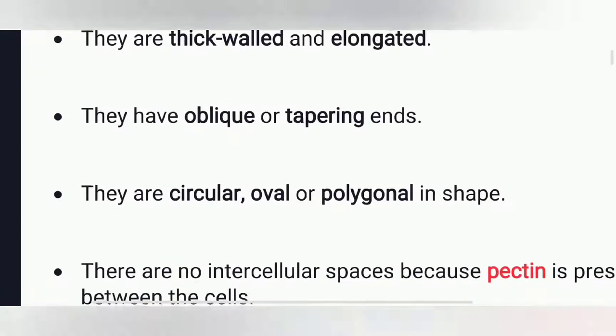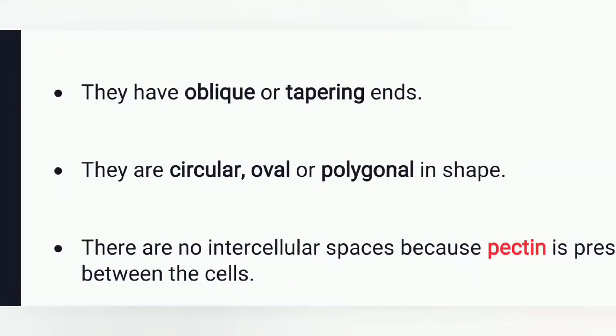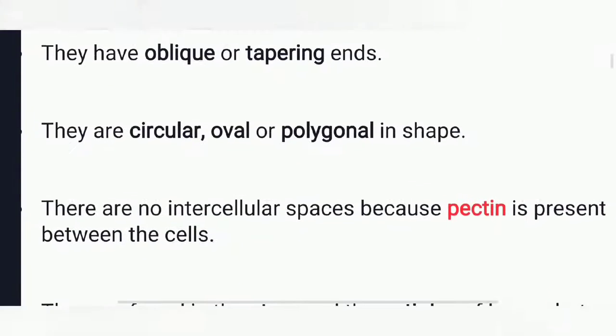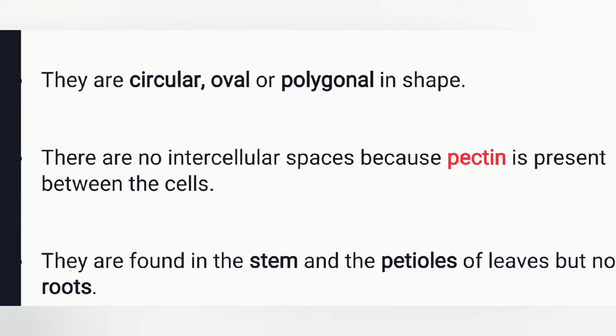They are circular, oval or polygonal in shape. There are no intercellular spaces because pectin is present between the cells. In between the cells, spaces are not found because those spaces are occupied by a substance called pectin. So there are no intercellular spaces.